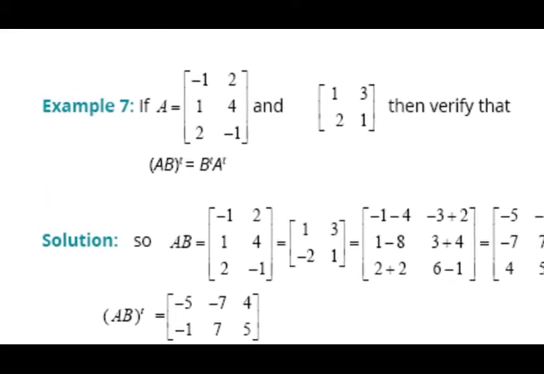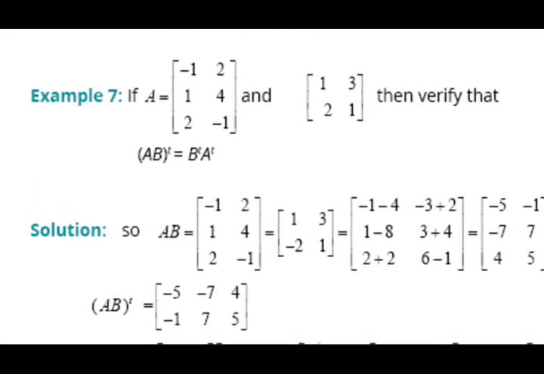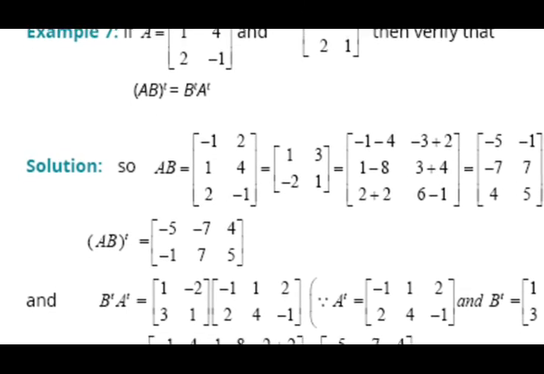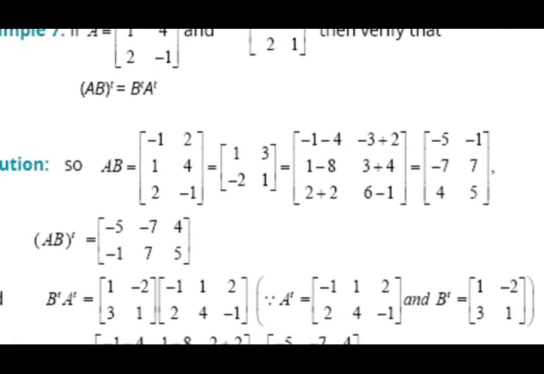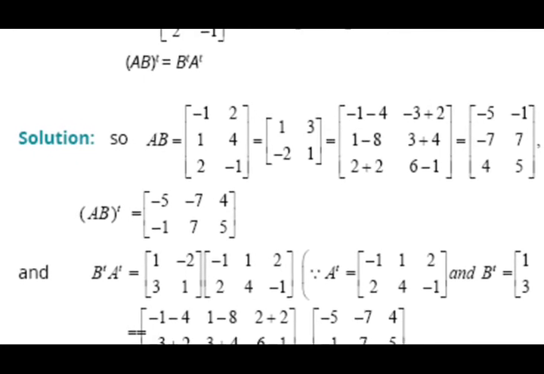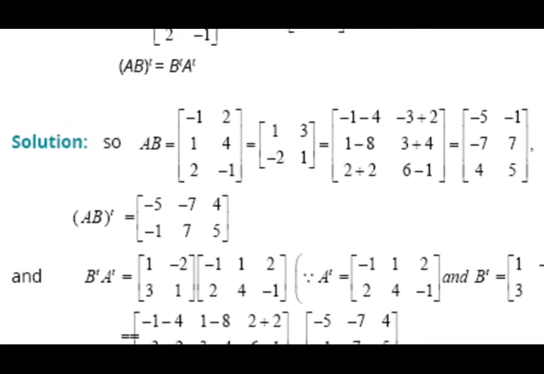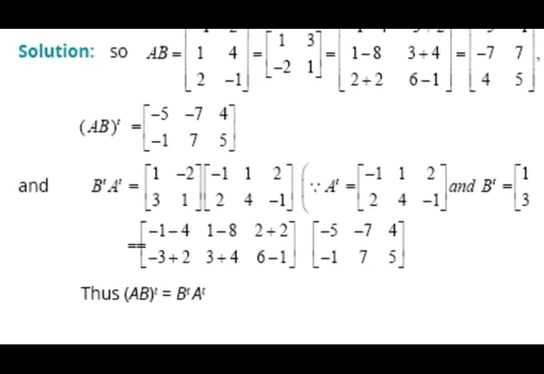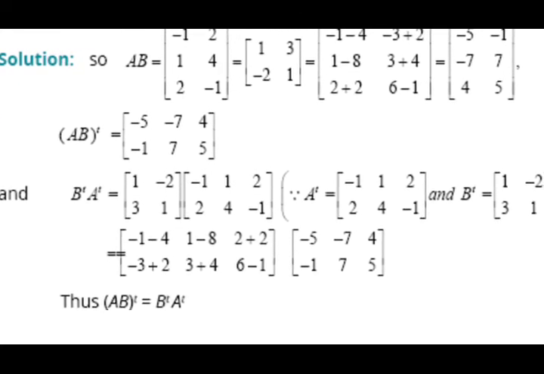Now here we find the transpose of the product AB. It becomes B transpose and A transpose. We first multiply AB: first row by first column, then first row by second column, and then the other rows by the columns in the same way. Then we take its transpose. Then we find the transpose of B and transpose of A and then multiply, and we get the same answer.